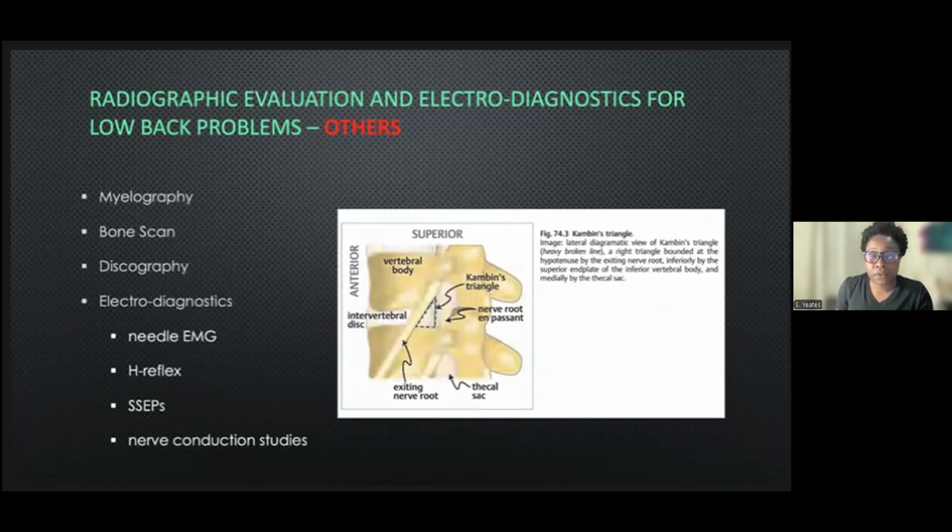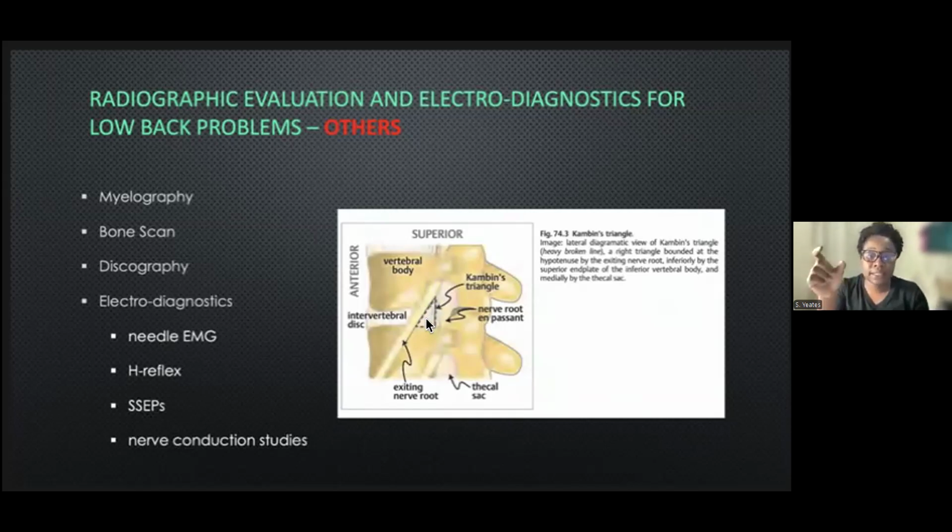Then we have the discography, and this is where we have the injection of a water-soluble contrast agent directly into the NP, or the nucleus pulposus, of the intervertebral disc being studied by a percutaneous needle through an access point called Kambin's triangle that you can see on the left-hand side, or your right-hand side here.